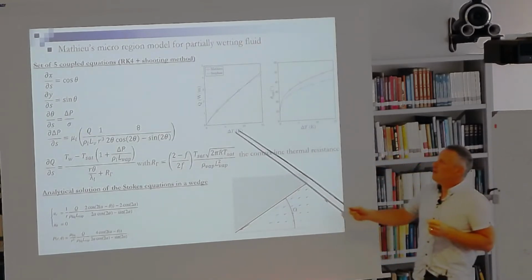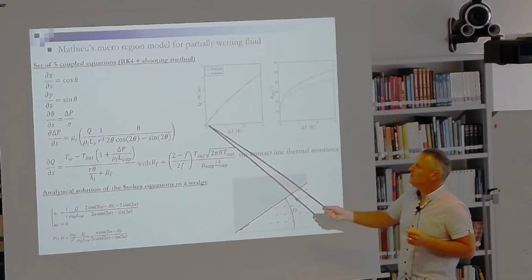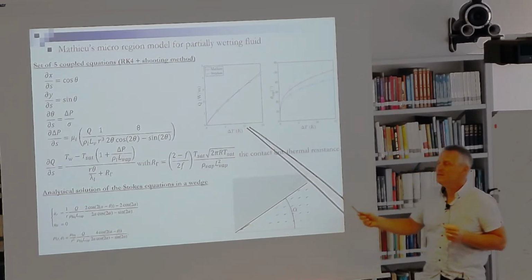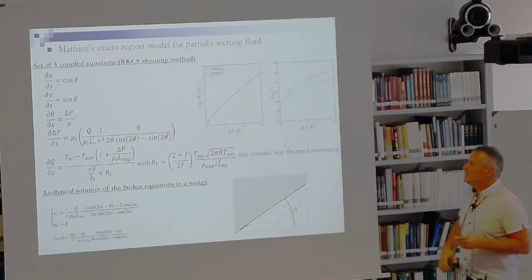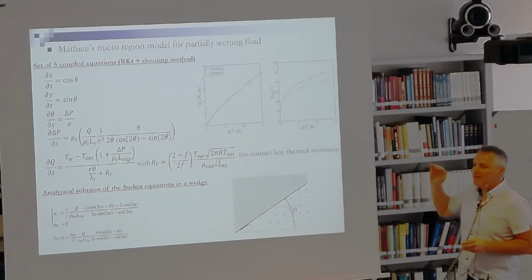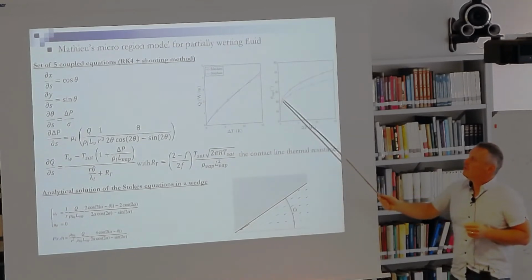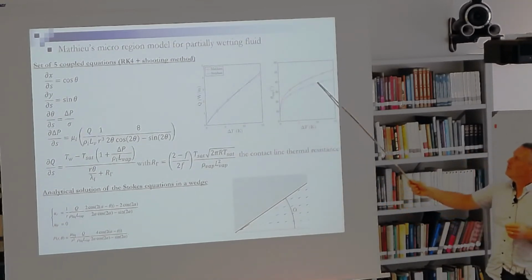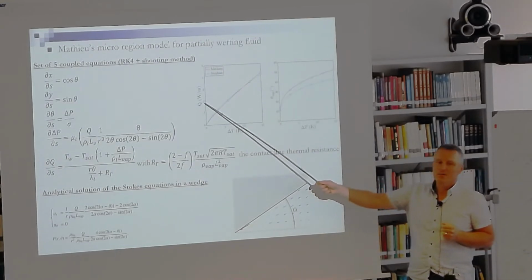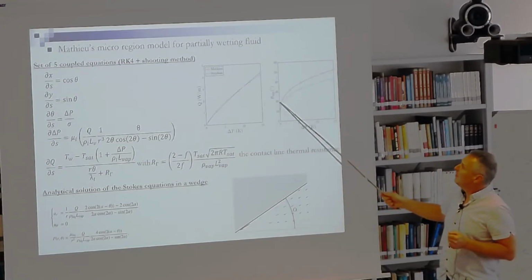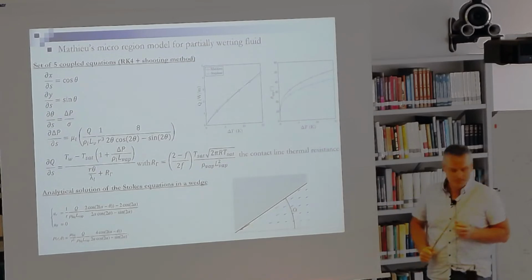Here we have some typical curves of the integrated heat flux in the microregion, depending on the wall superheat, between the wall temperature and the saturation temperature at the interface, and here the variation of the apparent contact angle with the wall superheat. We see that both models give very similar results on the total heat flux, and a slight discrepancy can appear on the apparent contact angle.